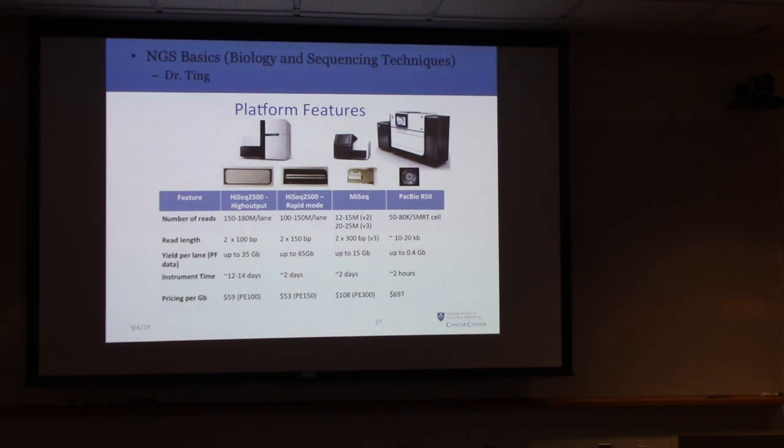And those are the things that I'm going to talk about: what are the different types of sequencers, what are the different types of library construction, and what are the things that you think about as you actually do your experiment. So most people just say, oh, just send it to the sequencing core, and they'll give me all the answers that I need, but that's unfortunately not how it usually works.